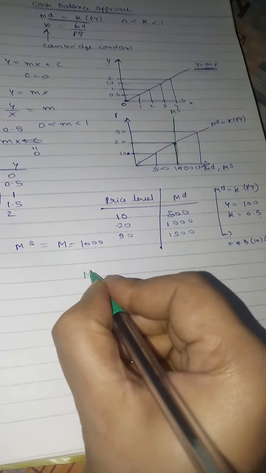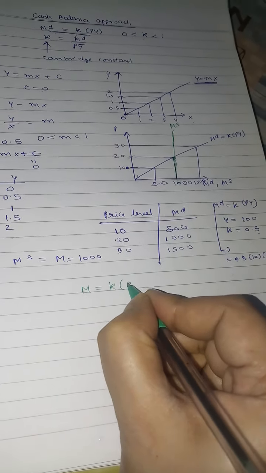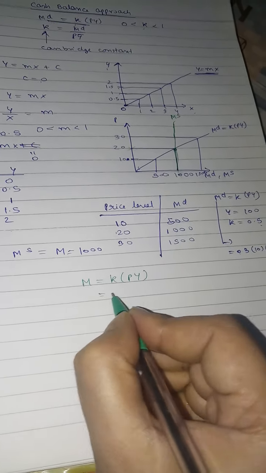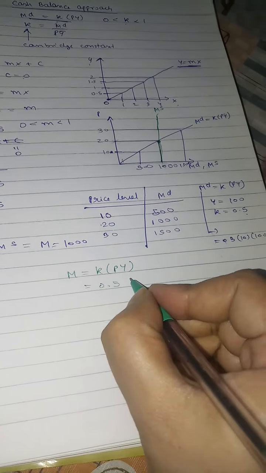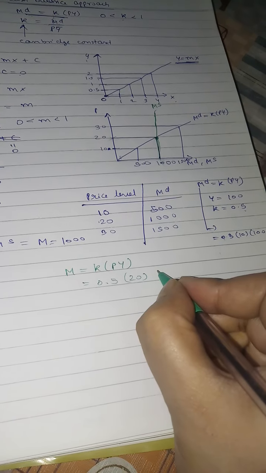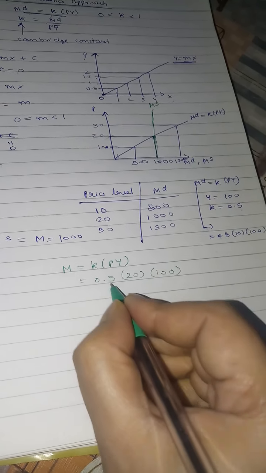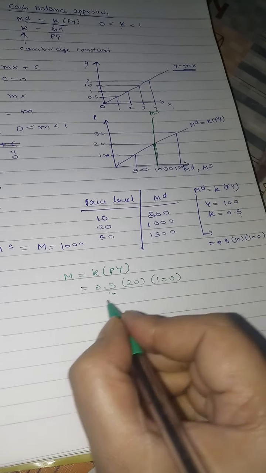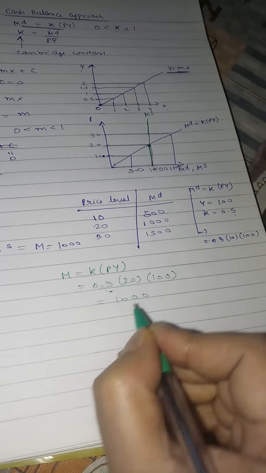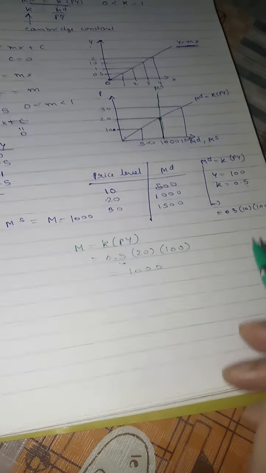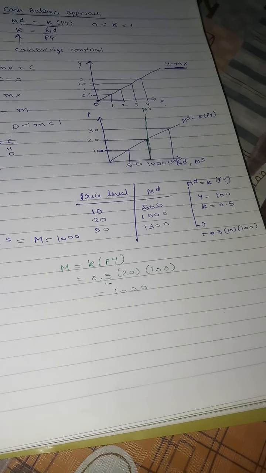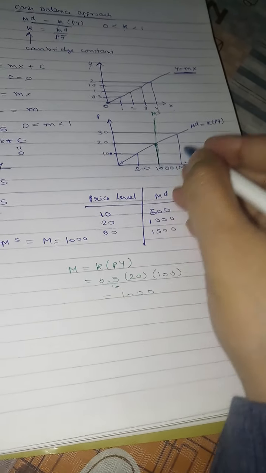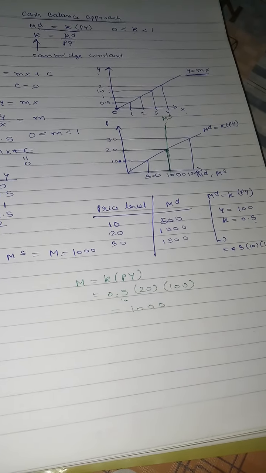So I have the equation M equal to kPy. My k is 0.5, the price level here is 20, and output is say 100, right? So 0.5 times 20 times 100 gives 1000. This is my equilibrium here. So this is what we have, and now the money supply increases, say from 1000 to 1500.